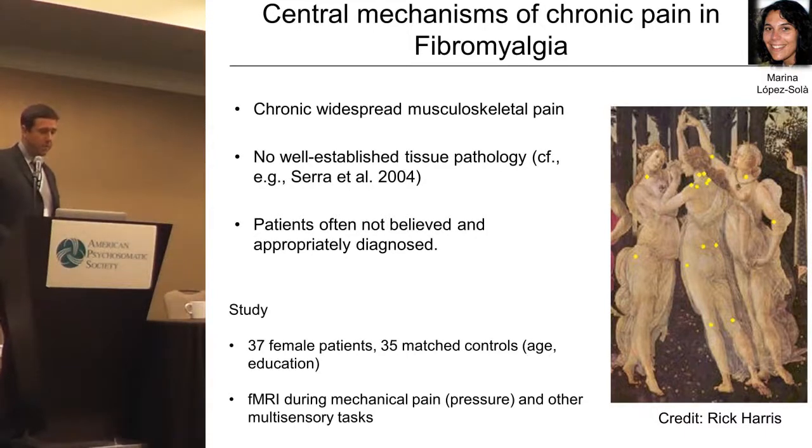And what we're going to look at first is evidence for hypersensitivity in these ascending targets of nociceptive input. So fibromyalgia has been talked about a lot. It's a widespread condition involving musculoskeletal pain, and also other multisensory abnormalities, multiple sensitivities. There's no really very well-established tissue pathology, although there's some nice work with microneurography and there's some work with small fiber neuropathy that suggests that there are changes.